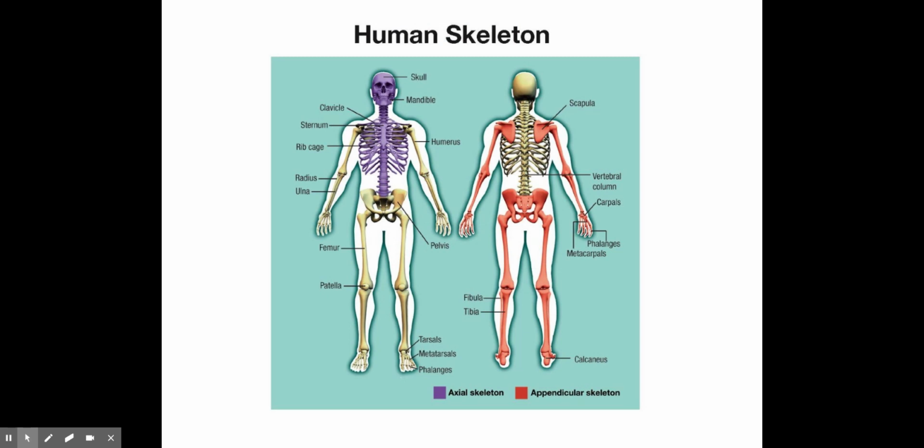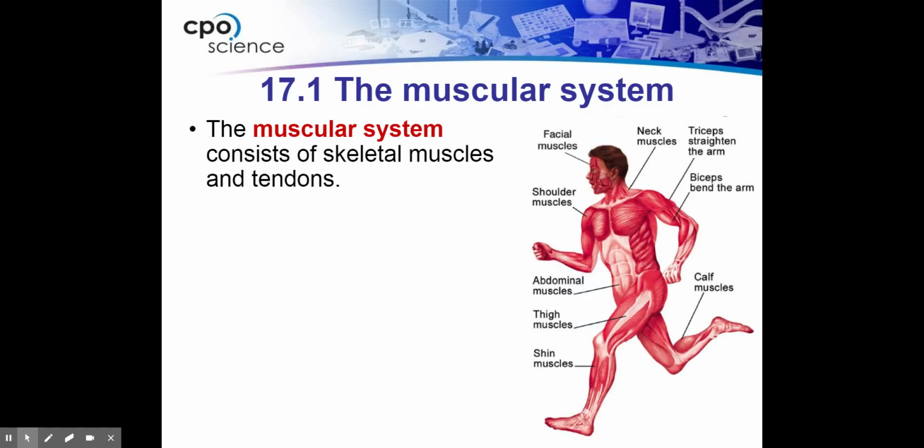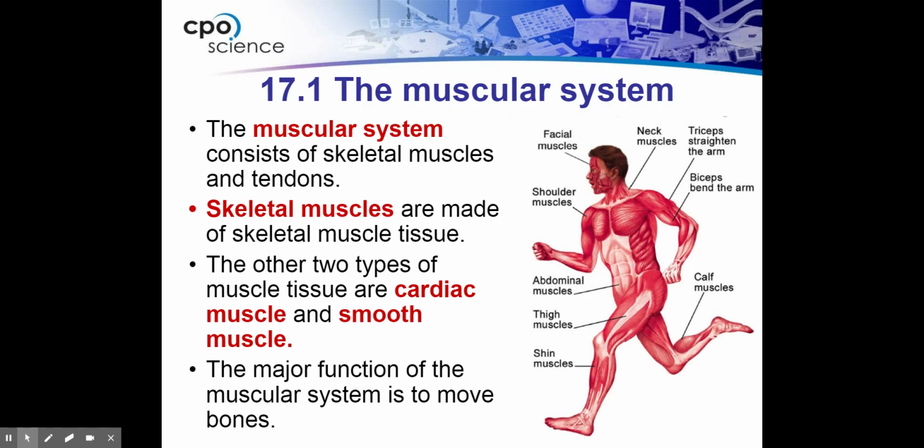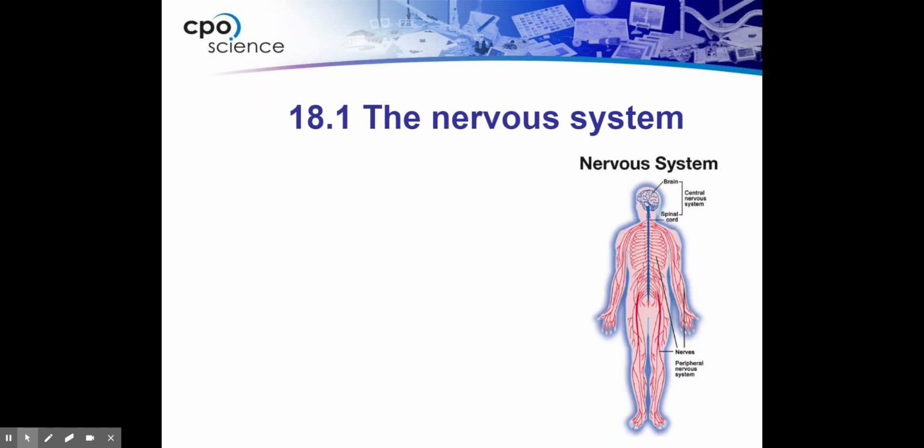Here we can see the axial skeleton in purple. This is what gives us our main support, and the appendicular skeleton in red, which allows a lot of the movement in the body. We have the muscular system. This is what attaches to the bones and gives us movement. Now, there are different types of muscles. You have cardiac and smooth muscles, and the major function of the muscular system is to move the bones for our support so that we can move.